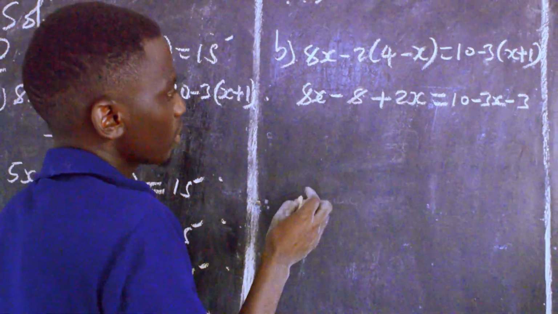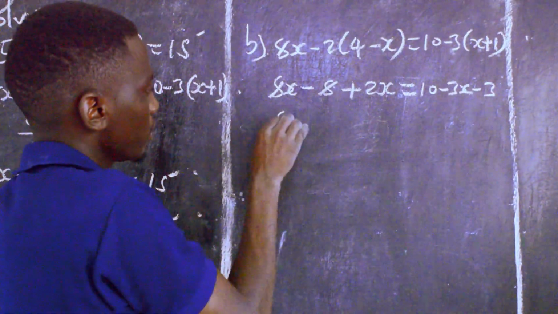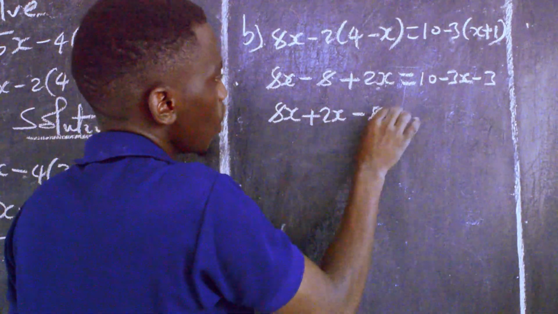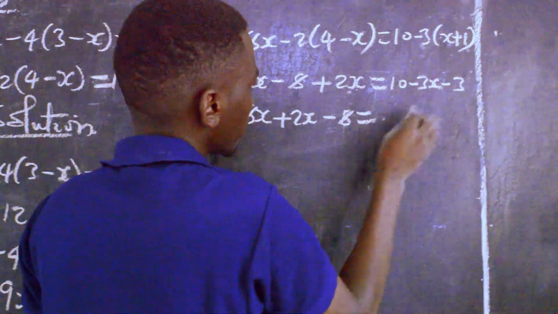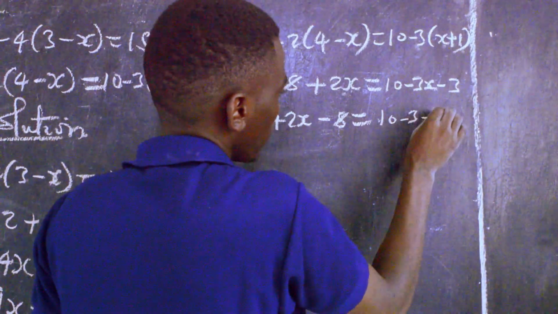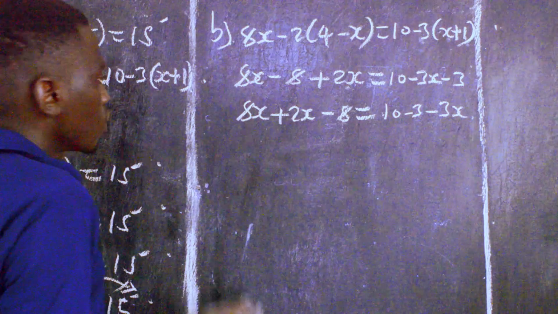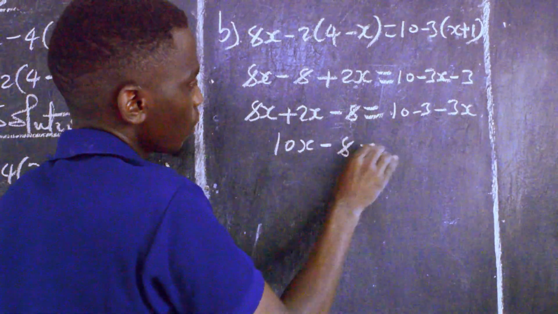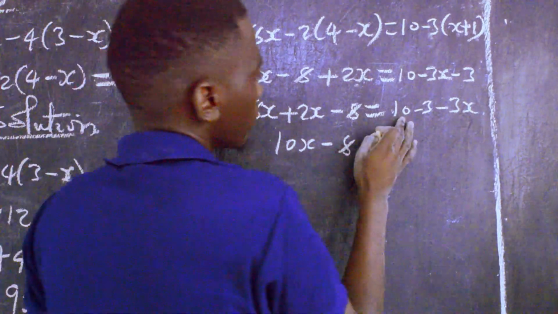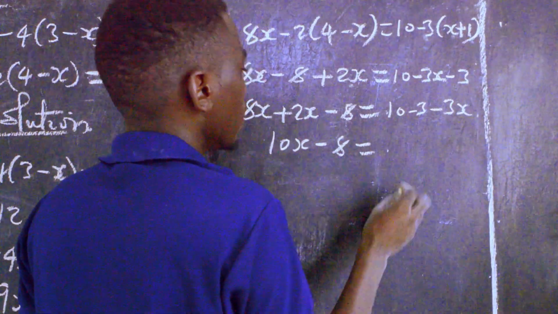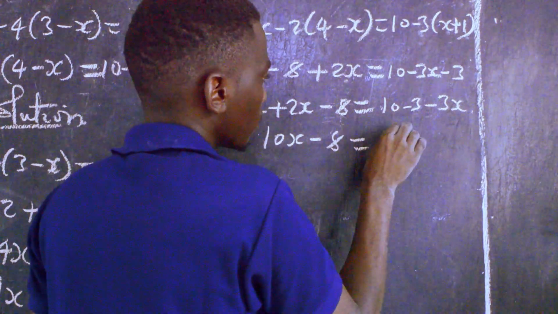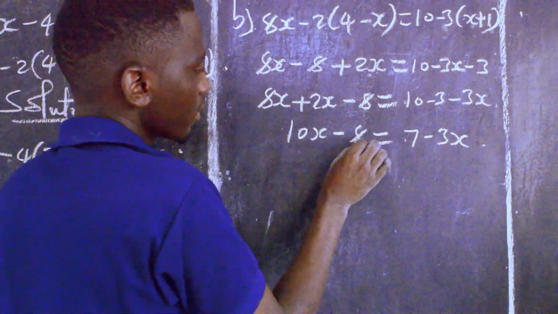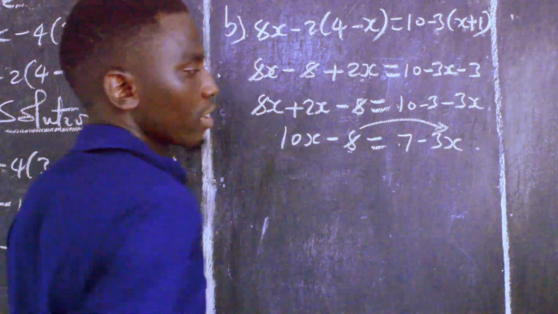So this one will be equal to, here you rearrange. So you have 8x plus 2x minus 8 will be equal to, and here you rearrange, you take 10 minus 3 minus 3x. So 8x plus 2x you get 10x minus 8 will be equal to 10 minus 3, here you get 7 minus 3x. So here 8 is negative. Once it comes on this side it becomes a positive.